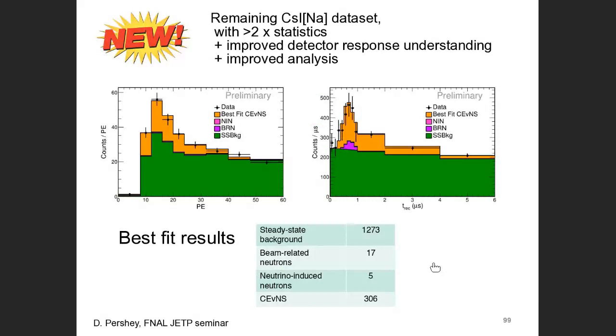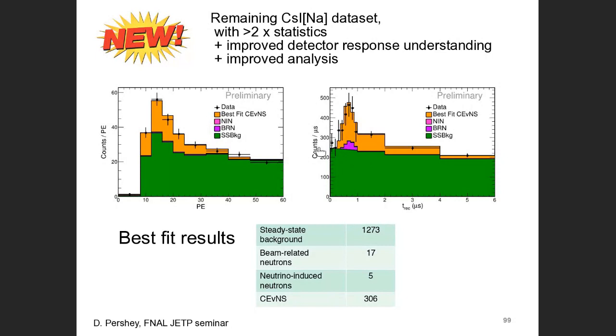And this is new. This is not quite submitted to the archive, but it's very close. This has been shown at a Fermilab Wine and Cheese in January. This is the entire data set for cesium iodide.